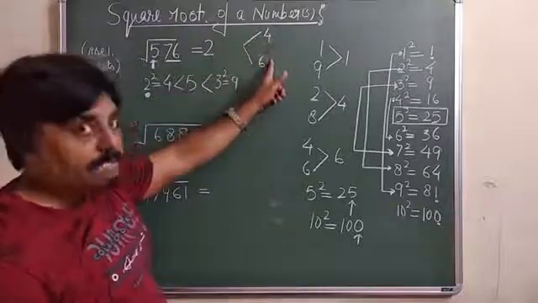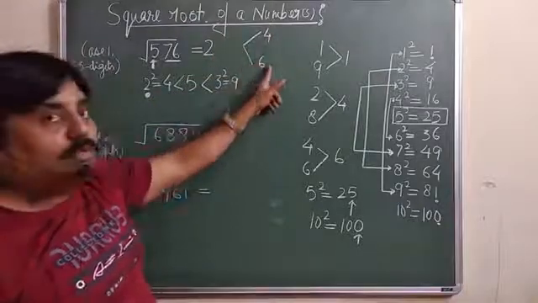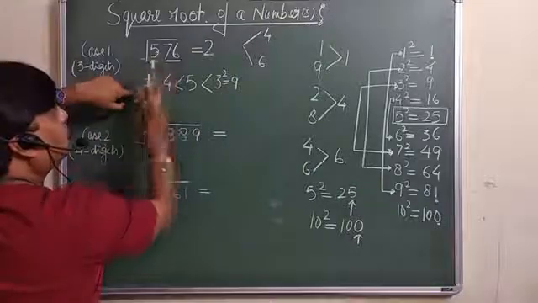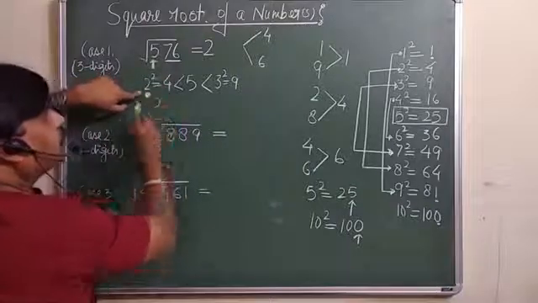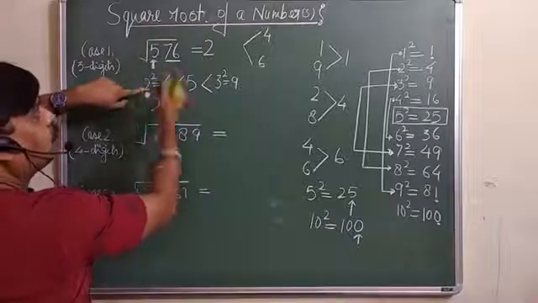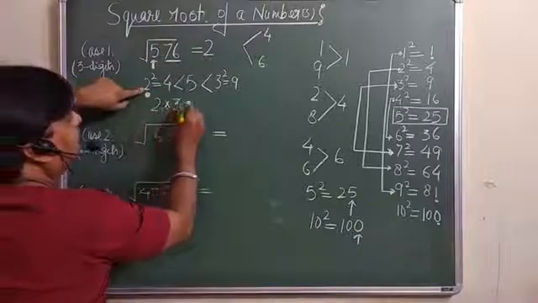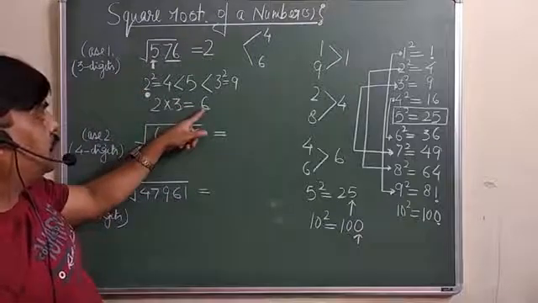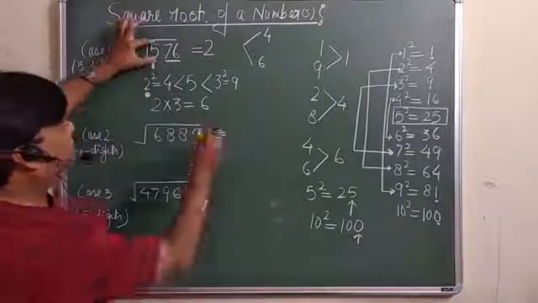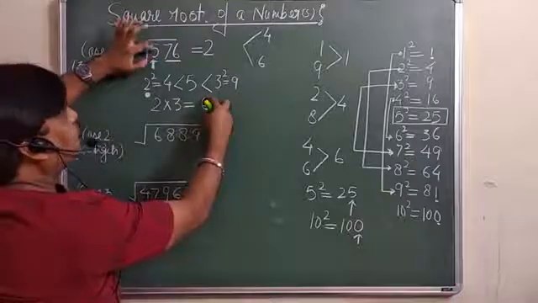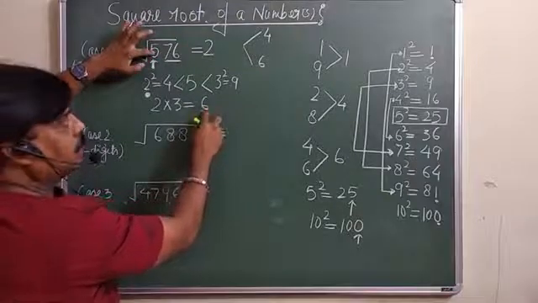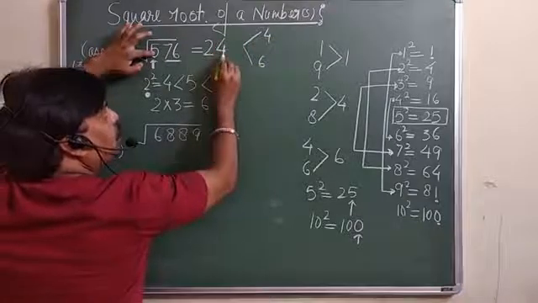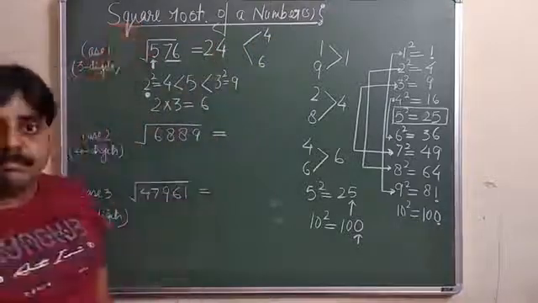The unit digit will be one of these two numbers. How will we know which one? Take the smaller number which is closer, 2, and its next number, 3, and multiply them to get 6. Now compare this number 5 and this 6. This 5 is smaller than 6. It means the smaller of the two numbers will come here. So 24 is the square root of this number.